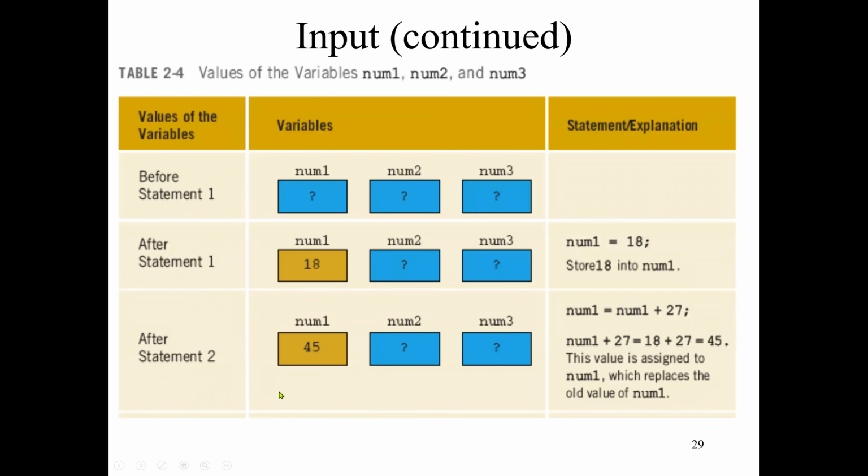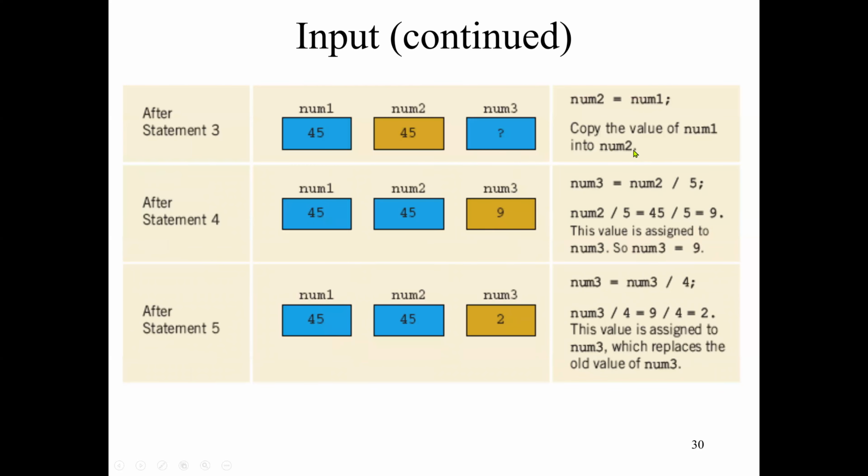So let's say these are the steps. First, we have the three variables. In our first statement, we assign 18 to num1. As we said, variables are memory locations, so we assume the boxes here are the memory locations for the num1, num2, and num3 variables. Since we assign 18 to num1, num1 is 18. Next, we say num1 plus 27, and we assign it back to num1, so that will be 45. Then next, we assign num1 to num2. num1 is 45, so num2 also will be 45. So we have 45 and 45.